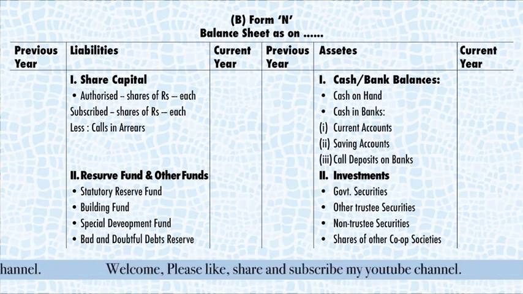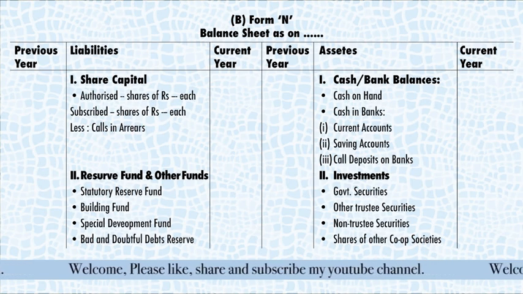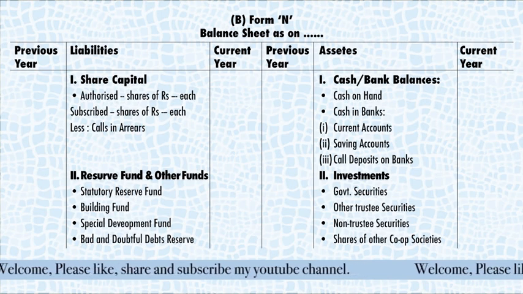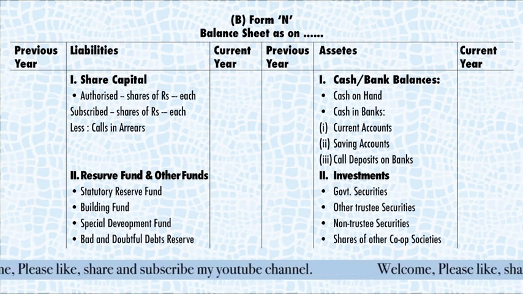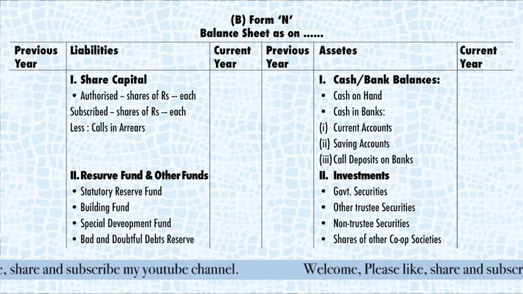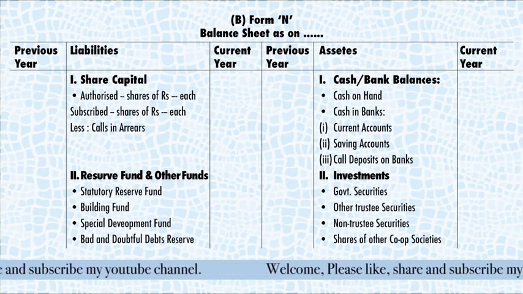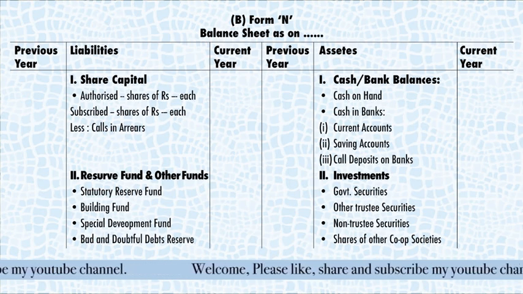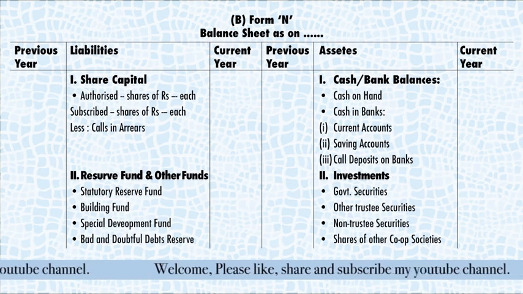On the liabilities side, that is the left hand side, the first heading will be the share capital. You have to take the authorized share capital. Then you have to take subscribed, issued, called up capital. You have to deduct calls in arrears. The other name of calls in arrears is calls unpaid. So this is the first part, share capital.